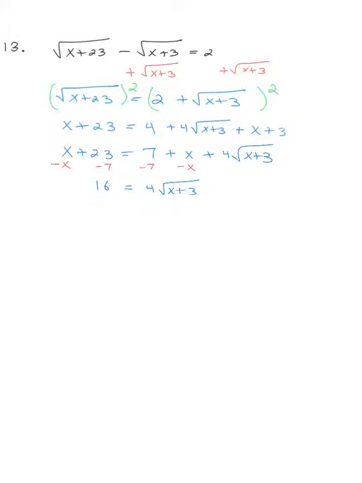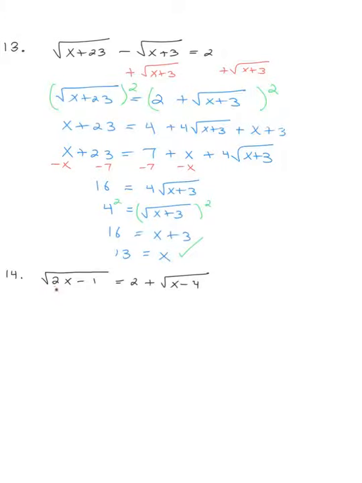I can divide both sides by 4. That's perfect. If I do, I get 4 is equal to the square root of x plus 3. If I square both sides, I get 16 is equal to x plus 3. Subtracting 3 from both sides gives me an answer of 13. All right, I'll check it in my calculator. All right, checks out. So 13 is the solution.